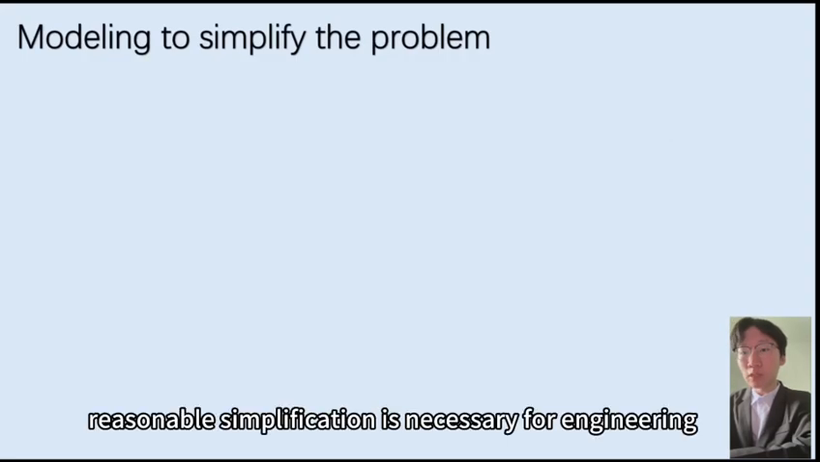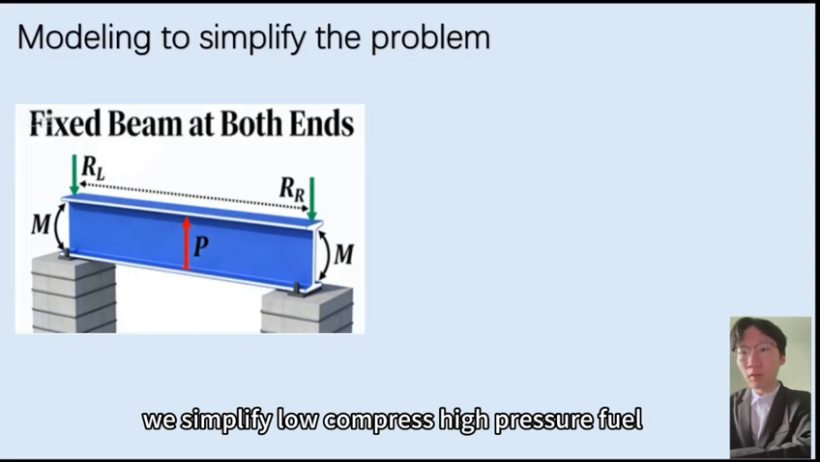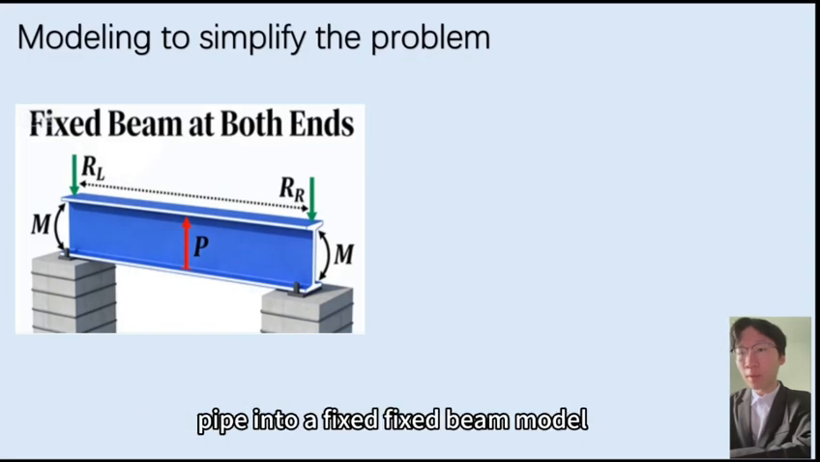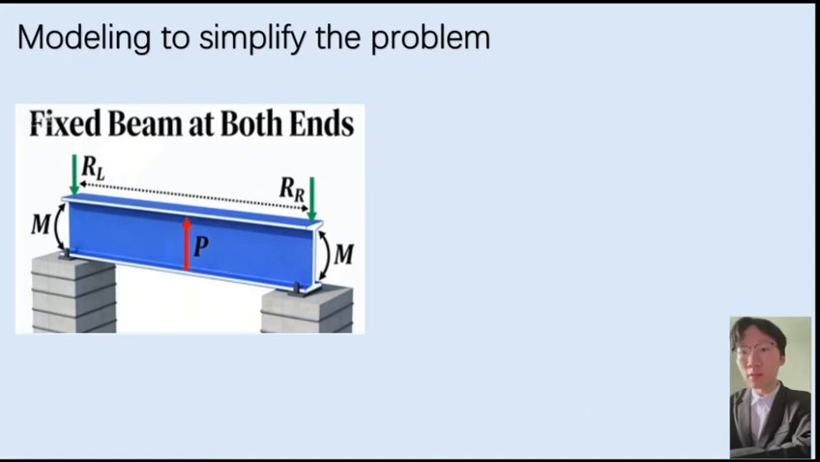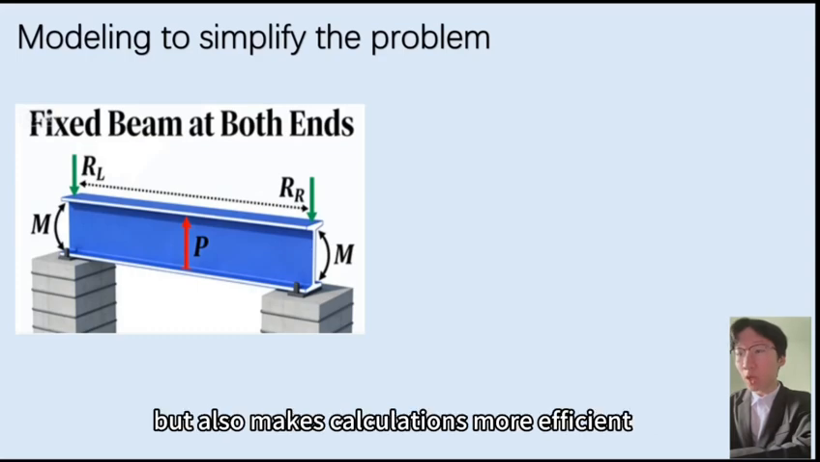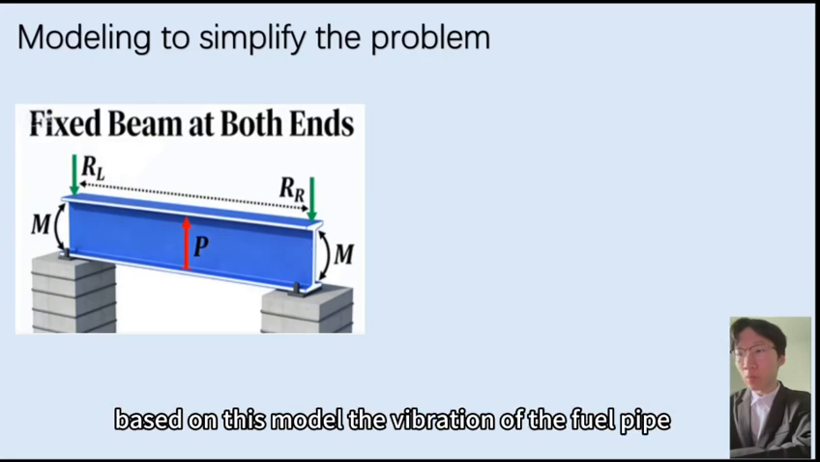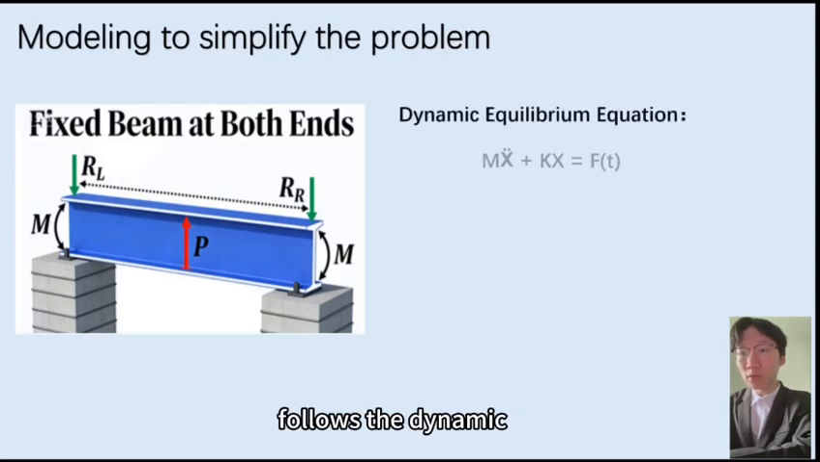First, reasonable simplification is necessary for engineering modeling. We simplify the complex high-pressure fuel pipe into a fixed beam model commonly used in mechanics. This simplification does not affect the core logic, but also makes calculations more efficient, which is the most common approach in engineering. Based on this model, the vibration of the fuel pipe follows the dynamic equation, like this.